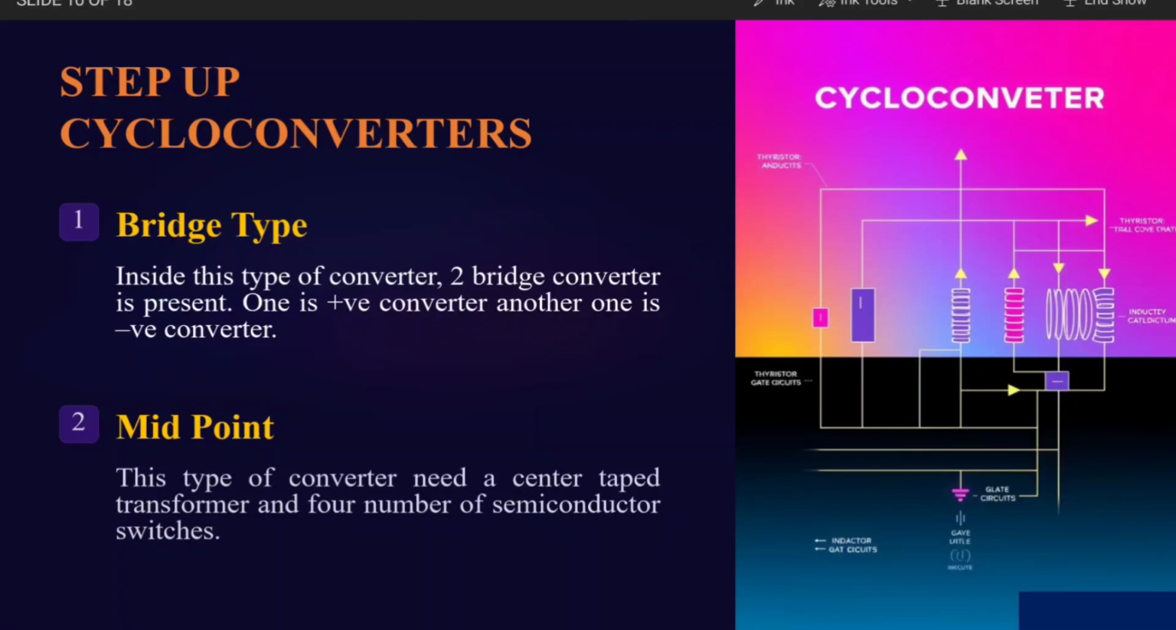So basically step up cycloconverter is classified in two types. One is bridge type, another one is the midpoint type. So in the bridge type, basically there are two converters. One is the positive converter, another one is the negative converter, and each converter has four semiconductor switches. So total 8 switches are there in the bridge type cycloconverter. And in case of the midpoint cycloconverter, we need one center tap transformer and four semiconductor switches. So in the upcoming slide, I will explain these two types of cycloconverters.